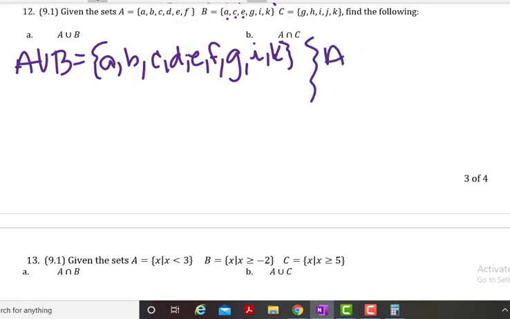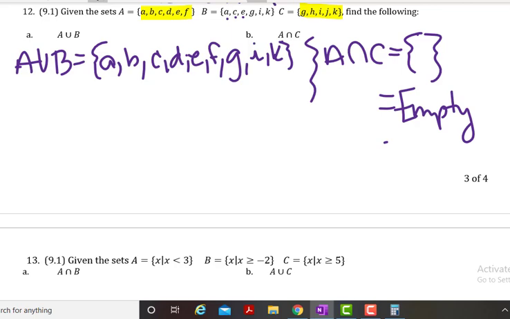A intersect B. Oh, A intersect C. All right, A intersect C are the elements that both sets have in common. So I need to compare A, B, C, D, E, F with G, H, I, J, K. They have nothing in common. There is no intersection. So I can write this simply as open bracket, or I can say it's empty, or I can say that little symbol that is reserved for the empty set.